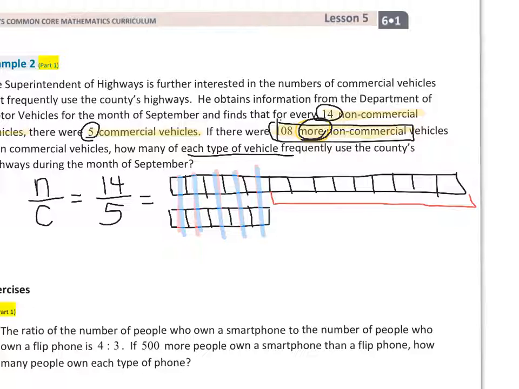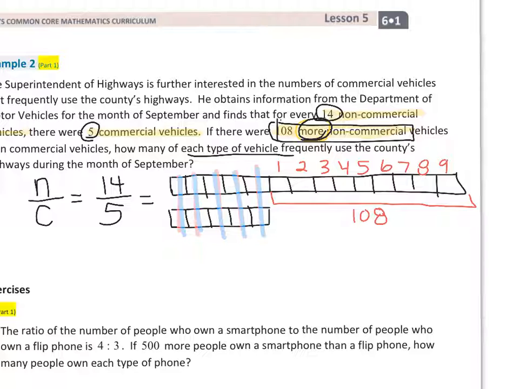How many more sections is that? So we have 1, 2, 3, 4, 5, 6, 7, 8, 9. There's 9 sections there that's showing more. Well, they said that this more is 108. So we're going to write 108 right there. So if that more is representing 108, and there are 9 leftover sections that's showing more, we need to figure out how much each of those pieces is worth.